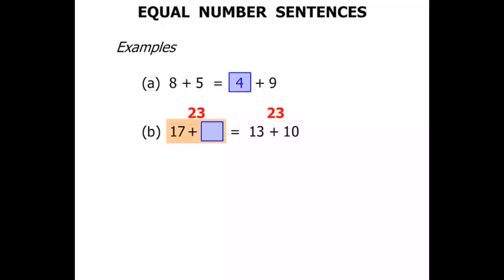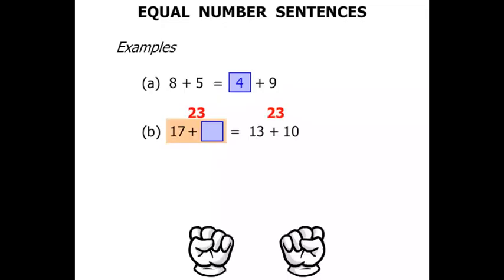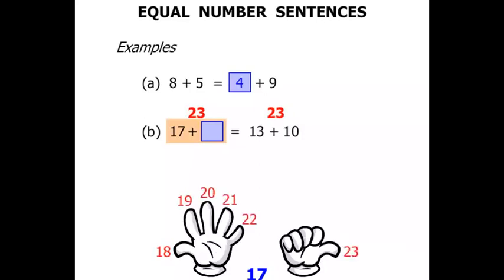Look, if you know the answer, great. If not, let's use our hands. We're thinking 17, we need to get to 23. So let's think 17, 18, 19, 20, 21, 22, 23. We needed to add 6 to get that answer.